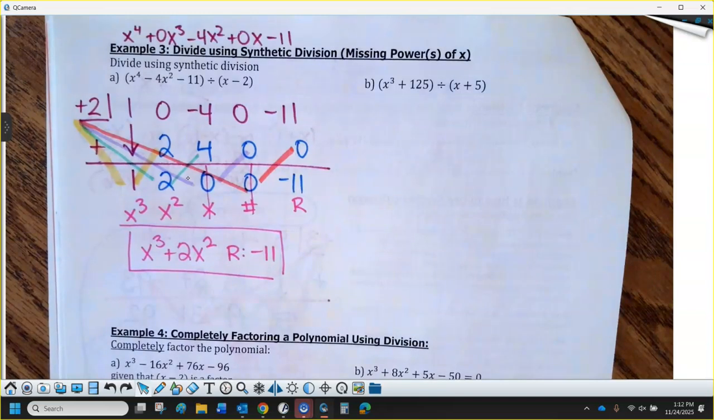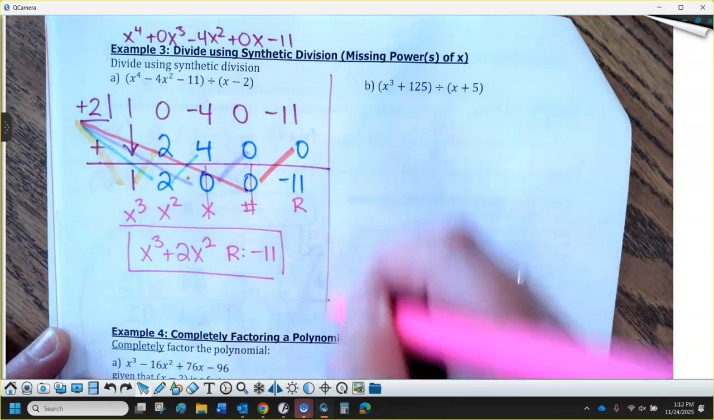If you have a 0, you don't have to put that in as you write it down. So I did not have an x and I did not have a plain number. I just had that x cubed plus 2x squared, remainder negative 11. Not a factor because it did not divide in evenly, but it didn't ask me for that. We're just practicing with missing powers of x here. Okay, let's try one more.